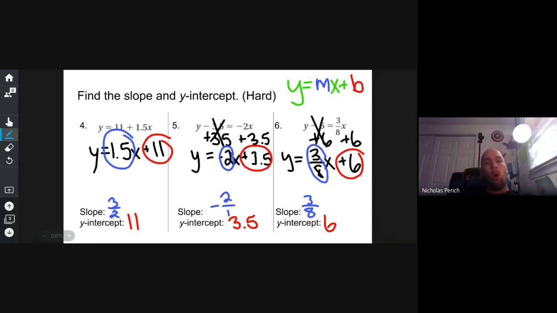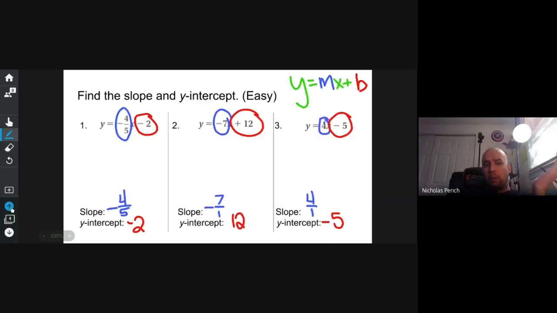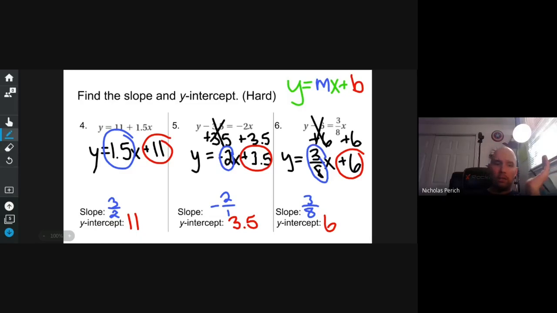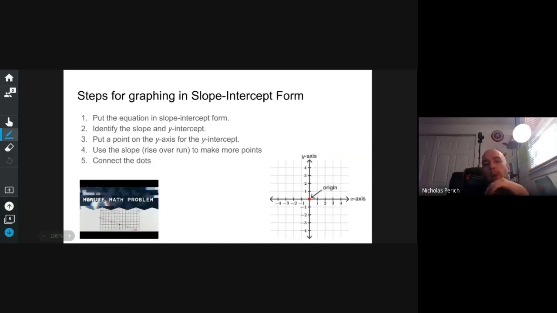So that is how you find the slope and the y-intercept. 1 through 3 were easy because y was already by itself. 4 through 6 was not because it wasn't in slope-intercept form. What we're going to talk about is the most important part, and that's graphing. Graphing is a 5-step process. If I were you, I would grab some graph paper and get ready to follow along. We're about to graph a bunch of equations. If you're thinking, but we already graphed in section 1, we made a table, three different types of tables, I know, but this is a lot faster.